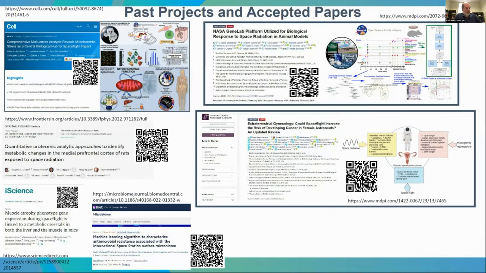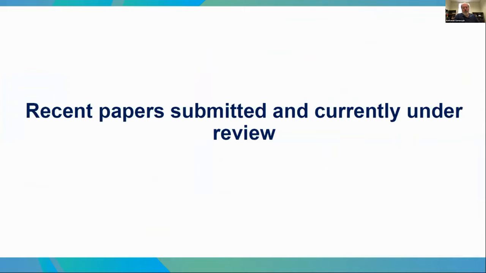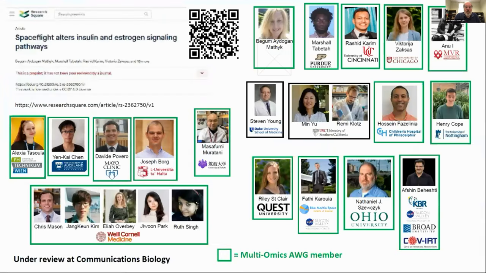Next slide, please. To go into recent papers and things that are currently under review, it'll be no surprise that there's a fair number of things that are using Inspiration4 data. So for example, we heard Benjamin present her paper that's under consideration at the moment on estrogen and insulin signaling pathway alterations across species and across tissues. Next slide, please.